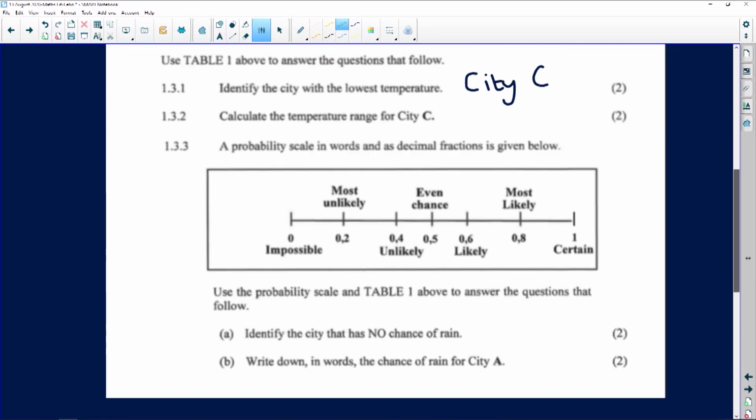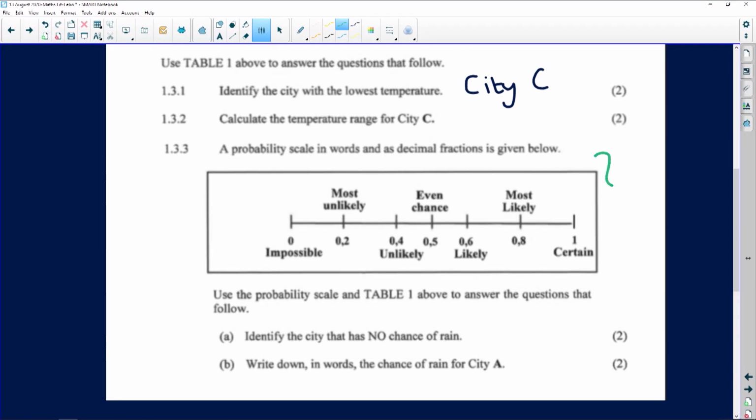So the next question says to me, a probability scale. I want to show you guys what a probability scale looks like, because I told you we've got so many things. Remember, we were dealing with tree diagrams. Now let's look at what a probability scale looks like. A probability scale looks like this. This over here is a probability scale, and it gives us in words what each one looks like, okay?